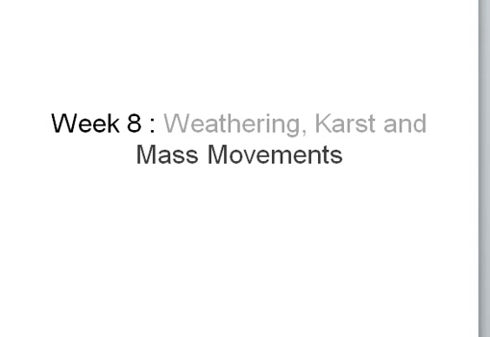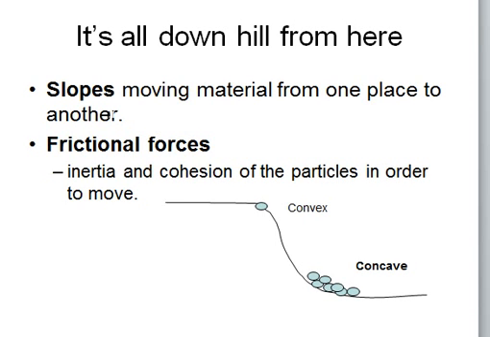So the second part of week 8, we're going to look at mass movements. In order to have a mass movement, you have to have some kind of slope. All material that moves on the landscape that's determined to be a mass movement has some kind of slope, and the slope is kind of a delivery surface for transporting things from one place to another.